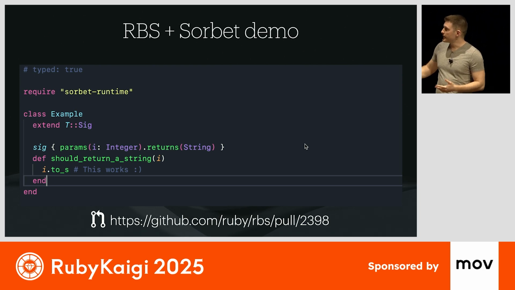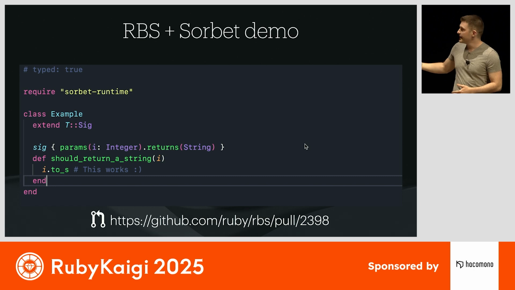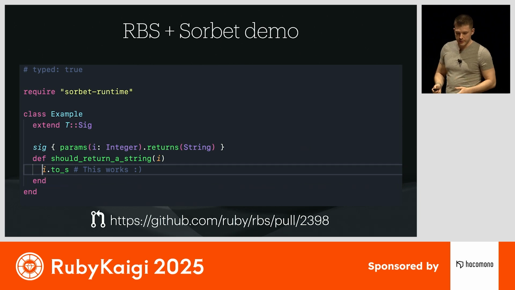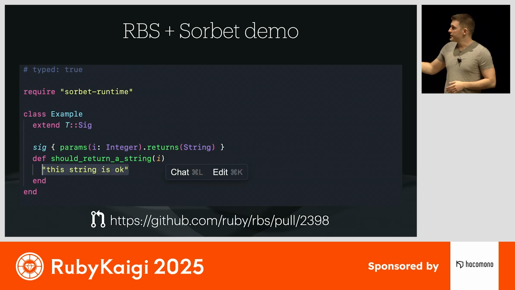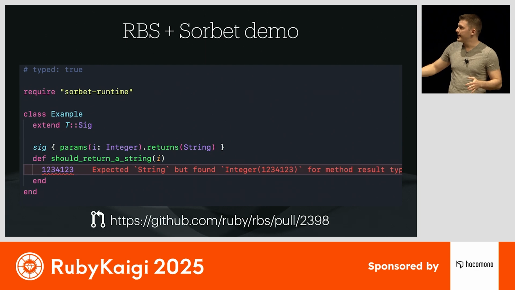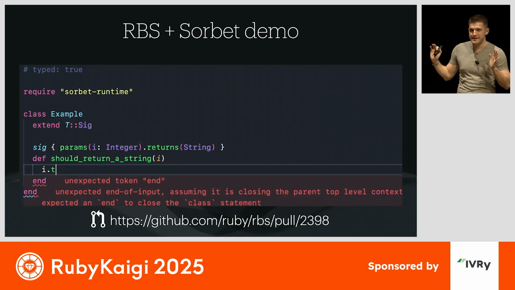Here's a quick little demo where we have a method called should_return_string. It takes an integer, it returns a string, as the Sorbet SIG very verbosely explains. And you see we just call i.to_s, there's no complaints. Now, if I change this and I replace it to just be a number, you'll see immediately that the Sorbet LSP jumps in and says, hey, we expected a string, but you gave me a number. I'll change it back to a string, and we're OK again. Change it to a number. Oh my God, we can't have a number here. It needs to be a string.